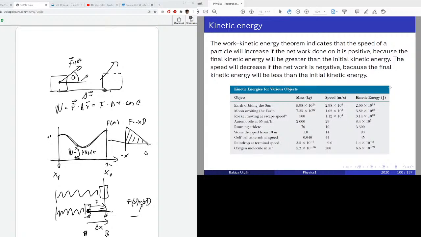Let's see some examples for the kinetic energies. This is also something we have to write in normal form. You can imagine the kinetic energy of one oxygen molecule in the air you are sitting in. This is 10 to minus 21. For example, the Earth's kinetic energy around the Sun is something like 10 to 33, and we didn't mention the kinetic energy of the galaxy or of the universe, which is, let's say, 10 to 80 or something.